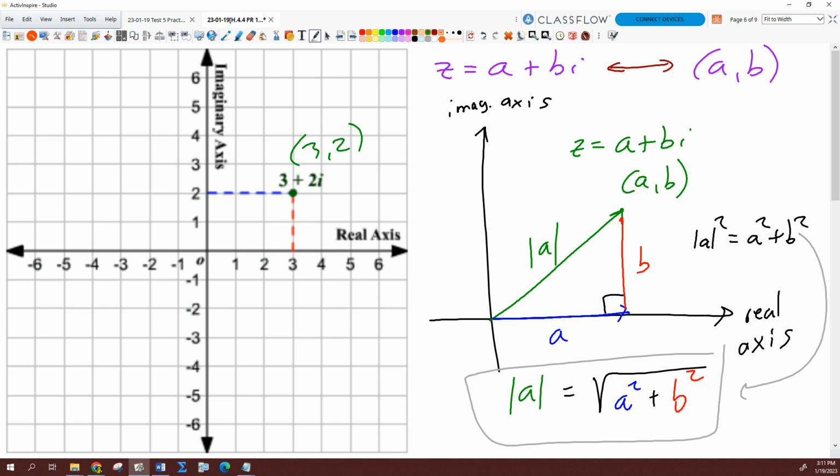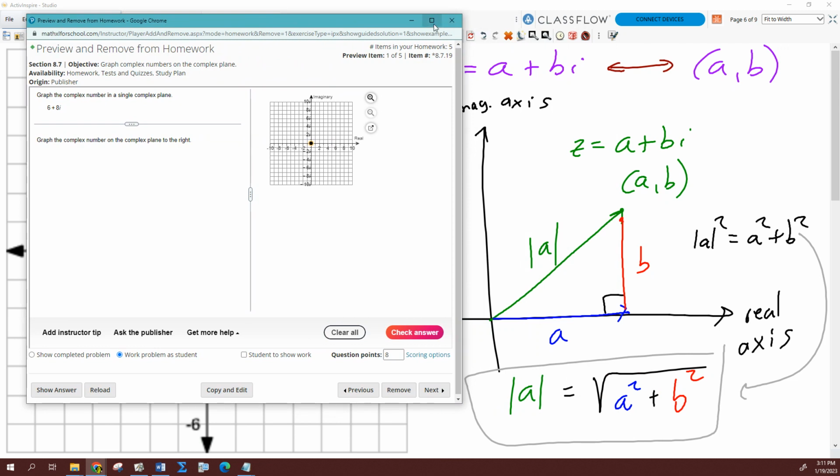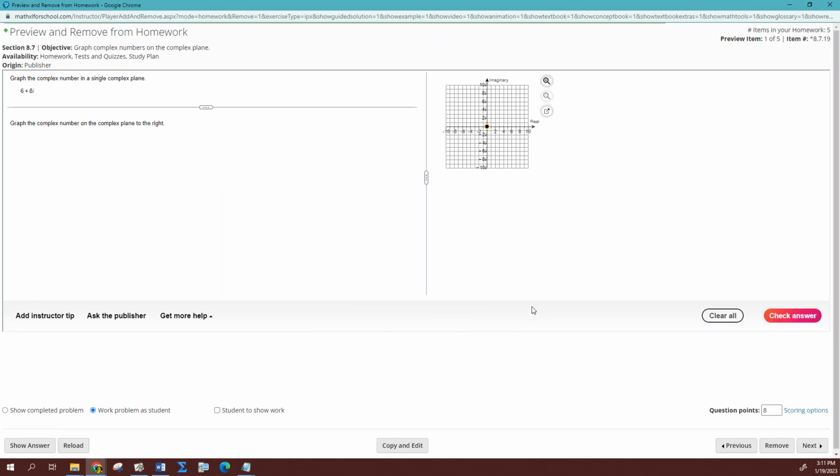I got a couple quick practice problems. Super easy. I just want you to see this. These are the kinds of problems you'll get on the complex plane. Really basic introductory stuff. Yes. Well, that's what we do. You can do it.